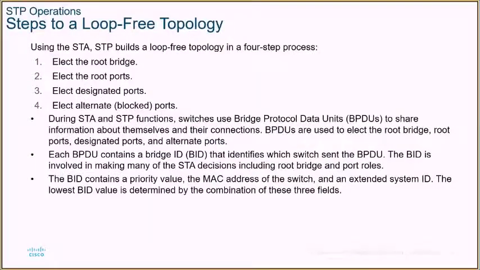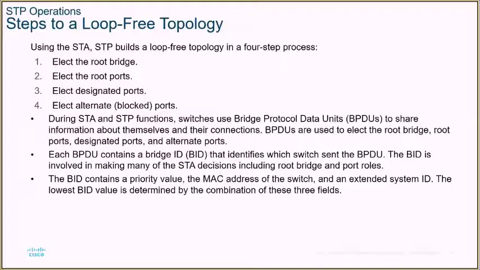Okay, operations. As we said, it builds a loop-free topology in a four-step process. First, it elects the root bridge. Then it elects root ports, so that's on all non-root bridges. They choose which port is the quickest port to the root bridge, and that is the root port. Then you elect designated ports, and then you have alternate ports.